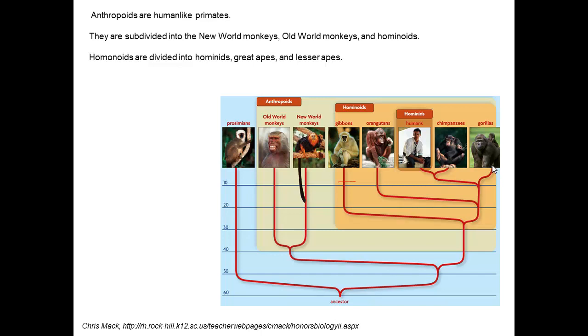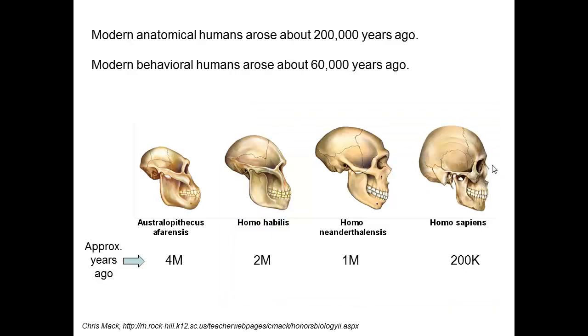In the human line, there are many different species, of which here are examples of four skull structures, of which Neanderthals existed over a million years ago, but probably only became extinct about maybe 40,000 years ago. And it's speculated that some Neanderthal genes are mixed with Homo sapien genes.